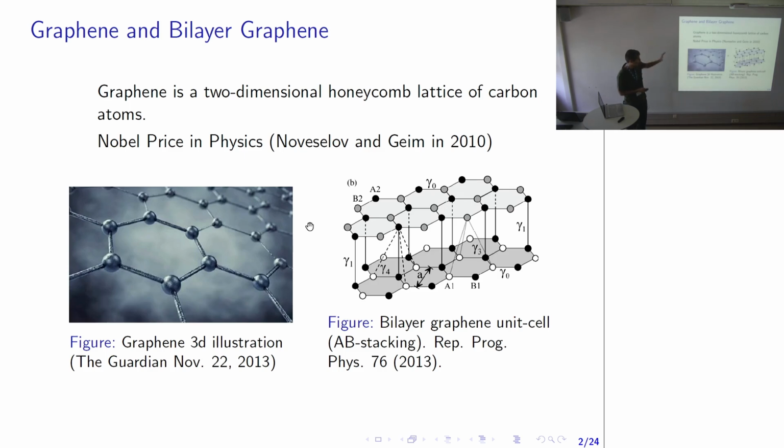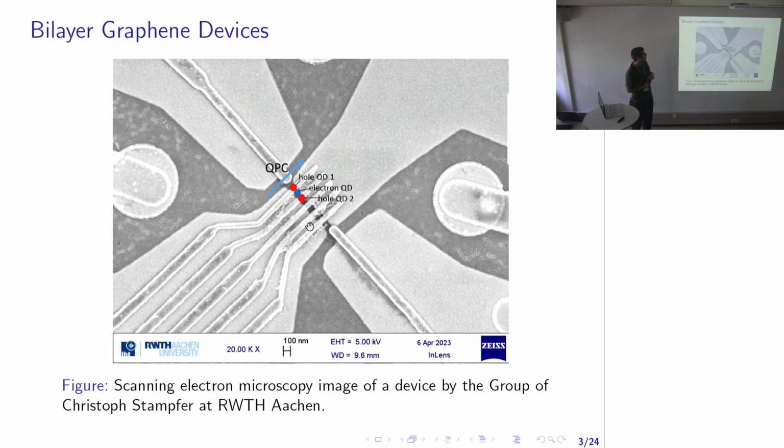So graphene, this is an artist's imagination of graphene. Graphene is just a 2-dimensional lattice in a honeycomb shape. And in each vertex of the lattice, you have one carbon atom. This has very unique electronic properties, and its discovery was awarded with a Nobel Prize. And bilayer graphene is just 2 of these graphene sheets stacked upon each other. Right, and people use this to build electronic devices, such as this.